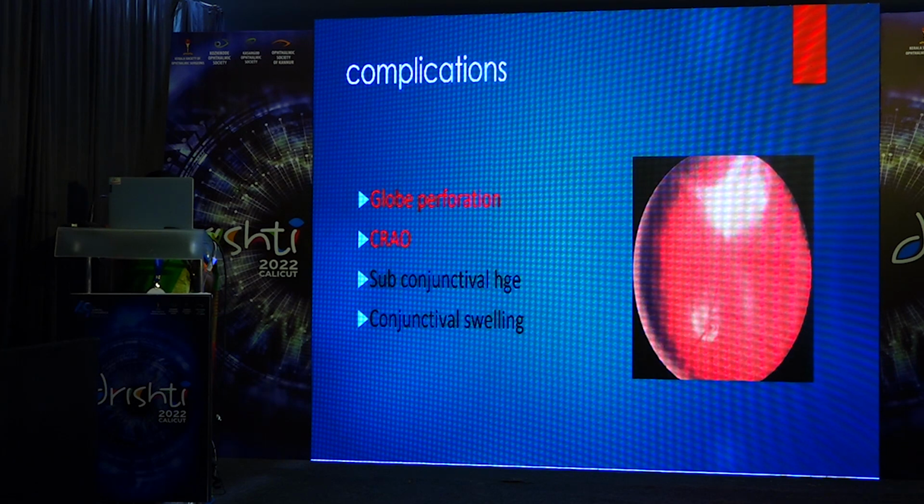But there are certain dreaded complications which can happen if these things are not attended to. That is globe perforation, because you are going with a 26 gauge sharp tip needle. You are going with a needle. With globe perforation, there is always a risk.